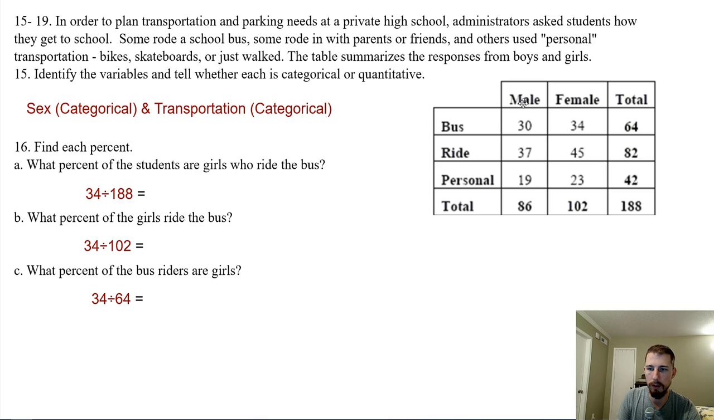The sex categorical is just male or female, so clearly sorted into two buckets instead of a scale or a continuum with units. It'd be kind of funny if we had units of male or femaleness, but we don't. Transportation is categorical, so there are just three categories: bus, ride, and personal. So those are both clearly categorical.